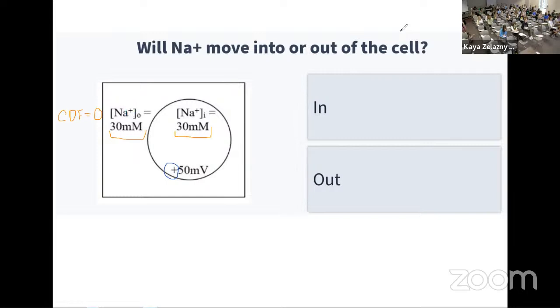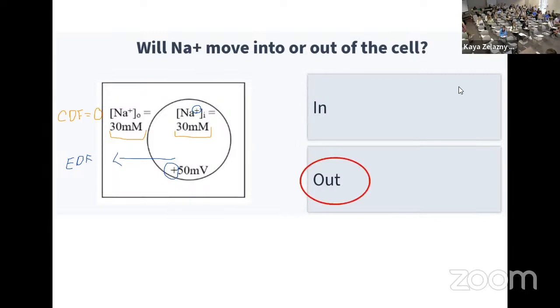In this case, I'm actually going to circle in here to make it a little more obvious. Okay. In this case, we have a positively charged cell, and we're thinking about positively charged sodium. What do we know about like charges? They repel each other. So we're going to have our EDF, our electrical driving force, pointing out. EDF points out because we have that positively charged sodium being pushed out by that positive membrane potential.